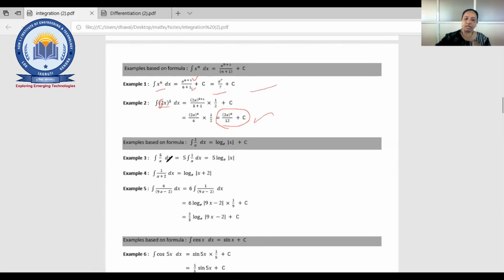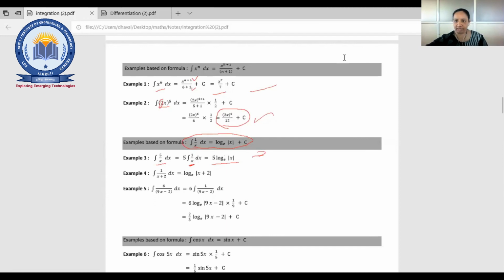Okay, fine. Integration 5 by x. So you just need to compare it with this basic formula: integration of 1 upon x dx equals log mod x. Now instead of 1 upon x, here it will be 5 upon x. Obviously 5 is a constant, so you can take it out. So you will have your original equation, 5 log mod x.